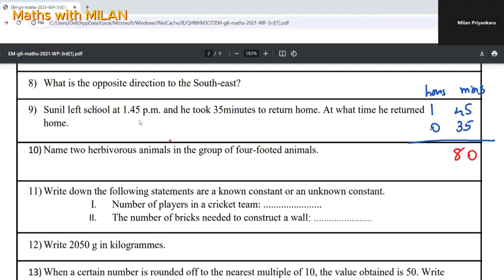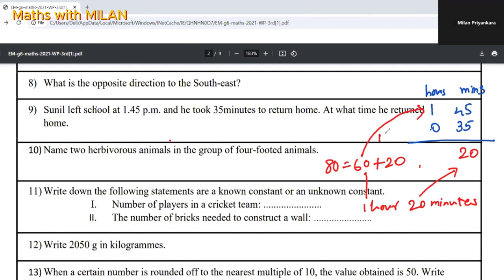Now, we know that 80 is equal to 60 plus 20, right? And 60 minutes is 1 hour. So this is equal to 1 hour and 20 minutes. From the minute side, we can write only the minutes. We cannot write hours. So we are going to write only 20 here. And this 60 goes here as 1 hour. So this is going to take 2, right? Then he returned home at 2:20 p.m.